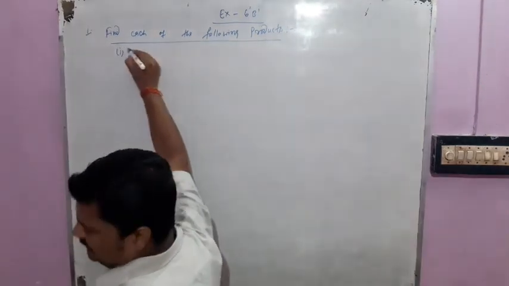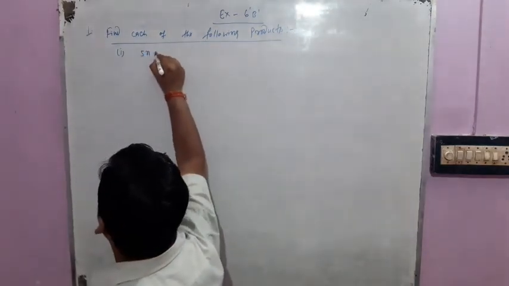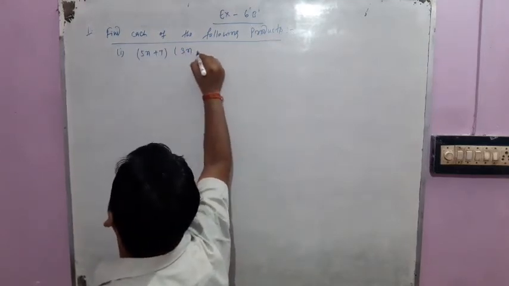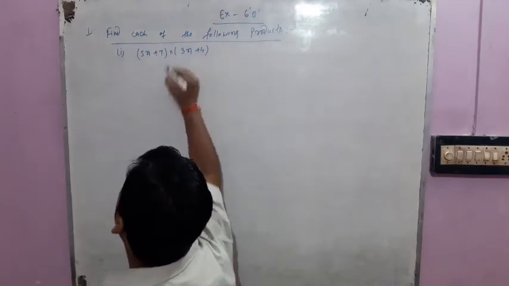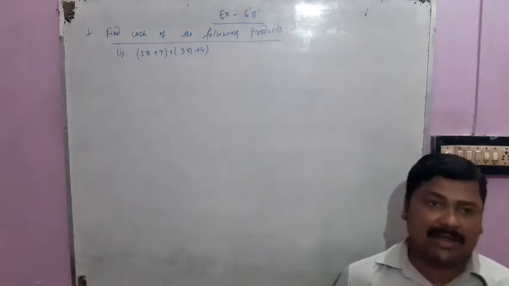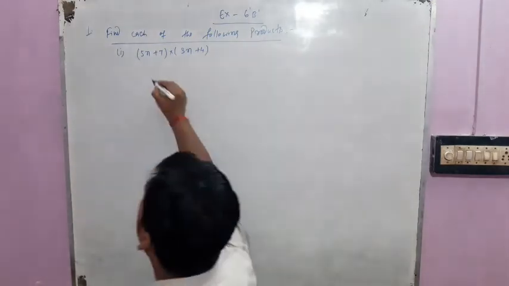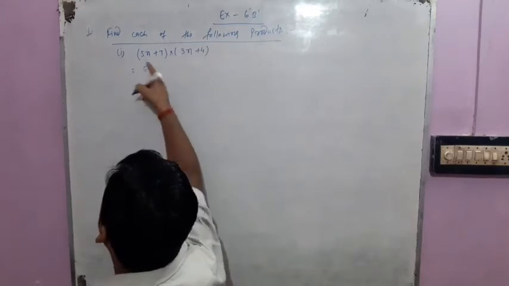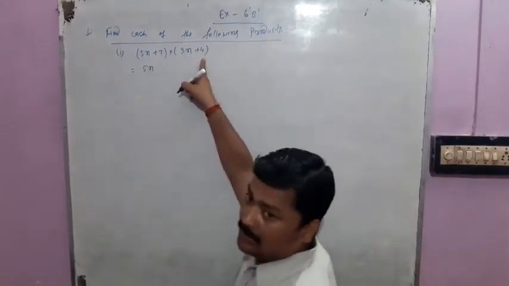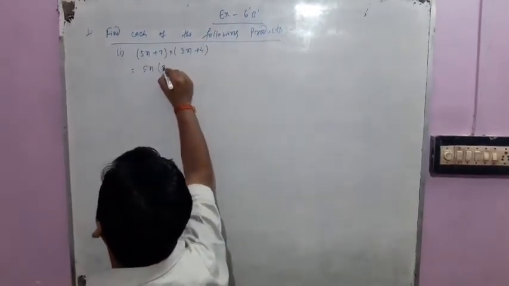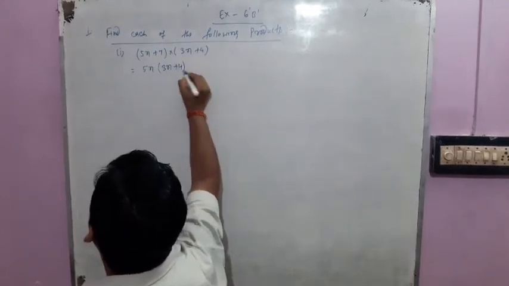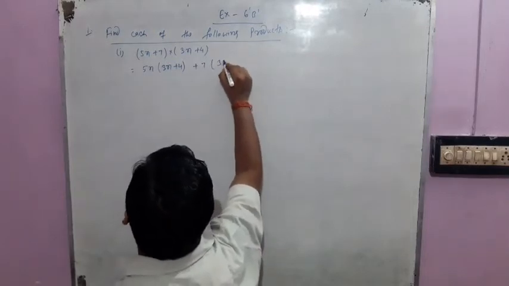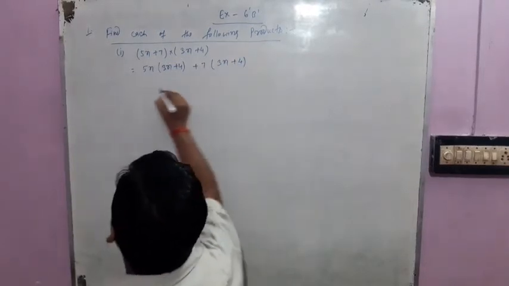The very first question is here, students: 5x plus 7, we have to multiply it with 3x plus 4. Now, first we have to multiply this 5x with both of the terms of this binomial, that means 3x plus 4. Then we have to multiply plus 7 with both of the terms of this binomial, 3x plus 4.